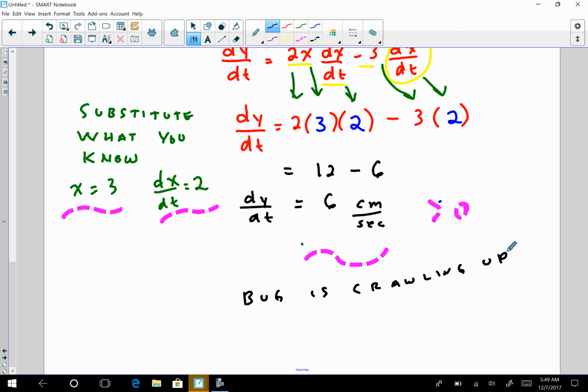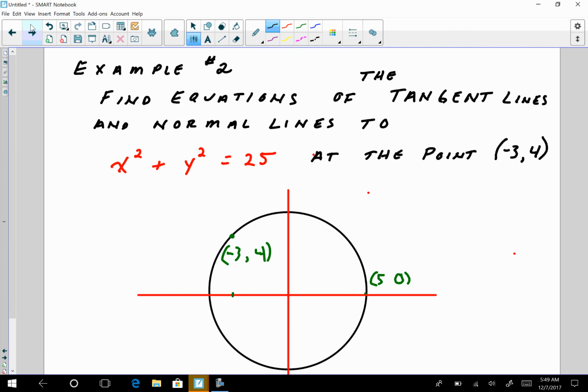Not bad. You may review this particular problem again if you so desire. Let's go to the next example on this video. And the next example is going to deal with simple implicit differentiation.